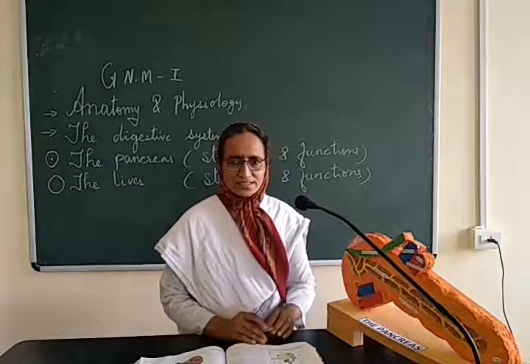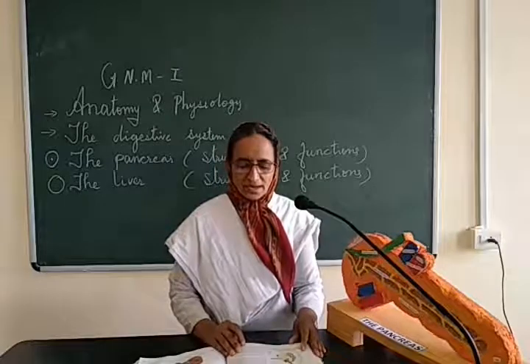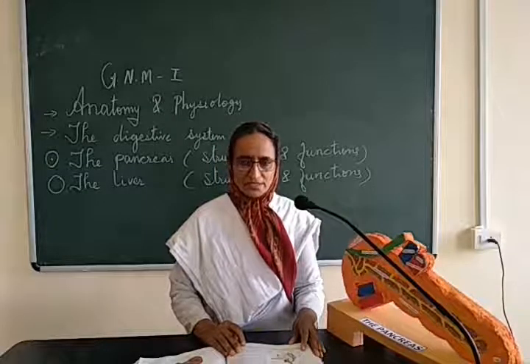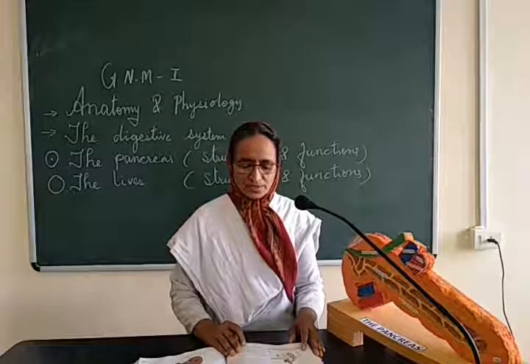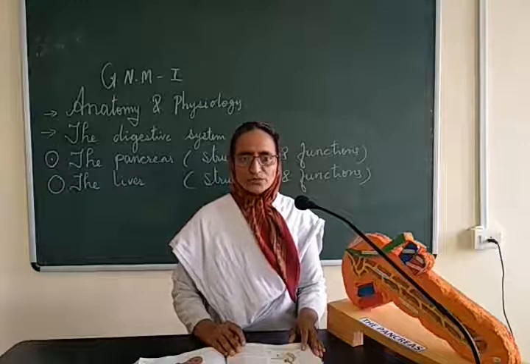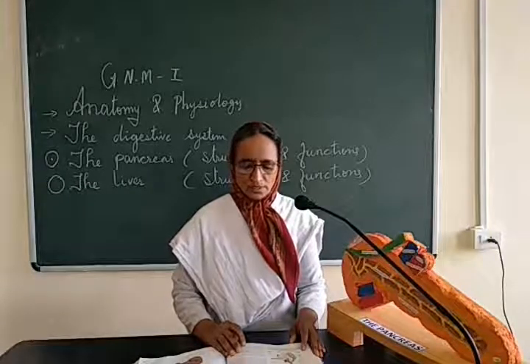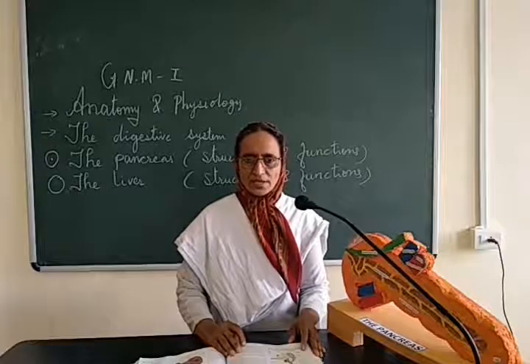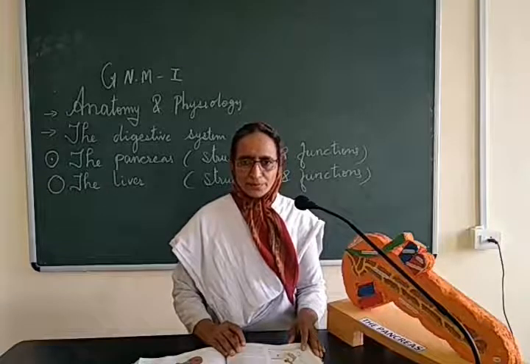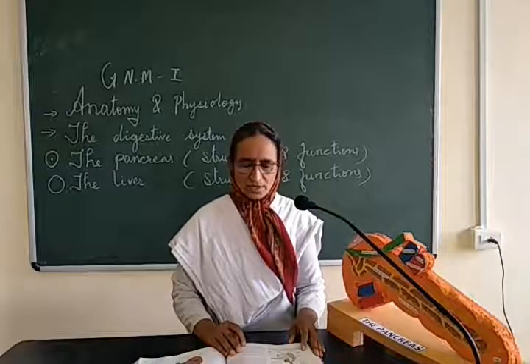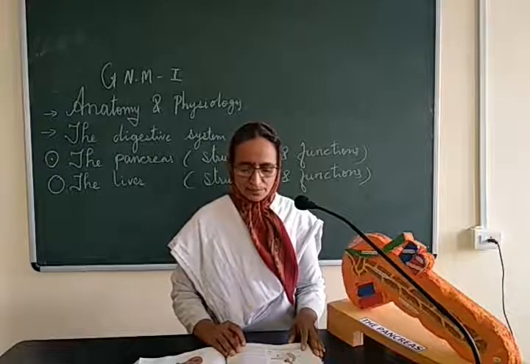The pancreas is a pale grey gland. It weighs about 60 grams and it is 12 to 15 centimeters long. It is situated in the epigastric and the left hypochondriac region of the abdominal cavity.